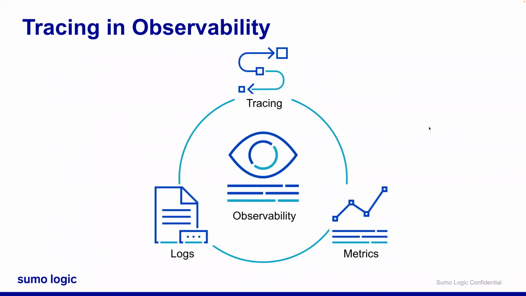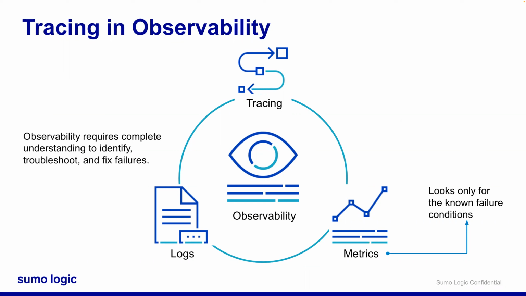So traditionally, metrics have been used to provide classic monitoring, but it's only going to look for the known failure conditions of the application. Observability, on the other hand, requires us to completely understand the application so that we can identify, troubleshoot, and fix any conditions, known or unknown, about the application and its health. And to gain insights from the collected data, just collecting the metrics and the logs is not enough. We're going to require more than that.